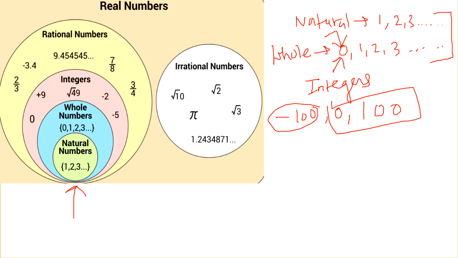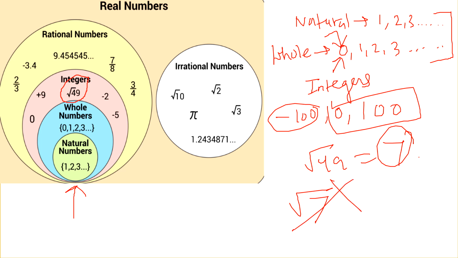Here you can see they are also showing root over 49. One has to understand what root over 49 is. That's your 7. That's why it is shown. Otherwise, if you're just saying root over 7, then this is not an integer. If root over 25, this can be considered an integer because after all it will become 5.